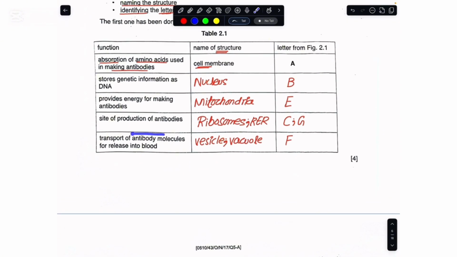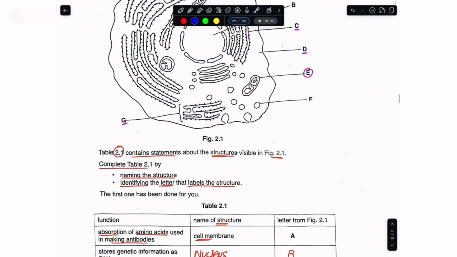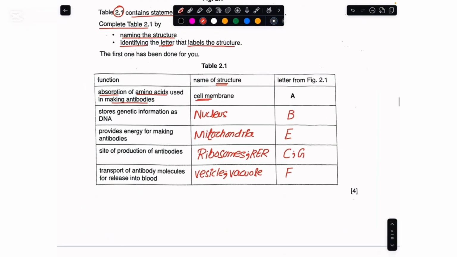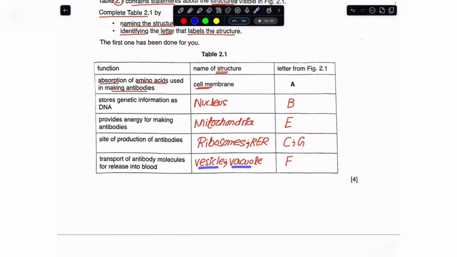And then they ask what would be transporting the antibody molecules out of the cells so they could be released into the blood. Now the idea is that after the ribosomes have made the antibody, this antibody has to be released out of the cells, and for that we need the vesicles or the vacuoles. These vesicles or vacuoles would pack the antibodies and then fuse with the cell membrane so that the entire antibody molecule could be released out from here. So that is why I have written the answer as vesicles or vacuoles, and the letter that I have given is F.